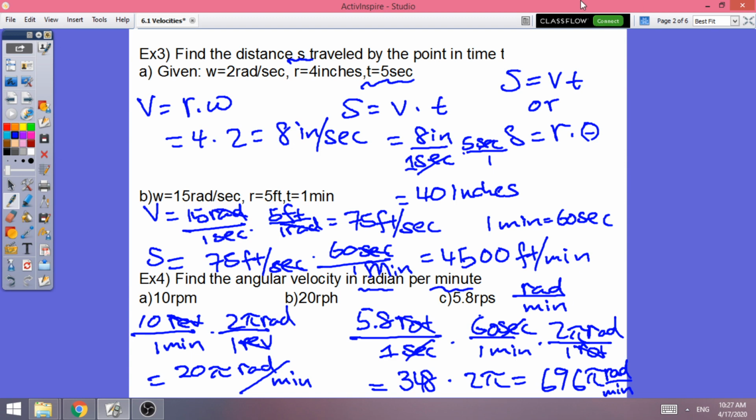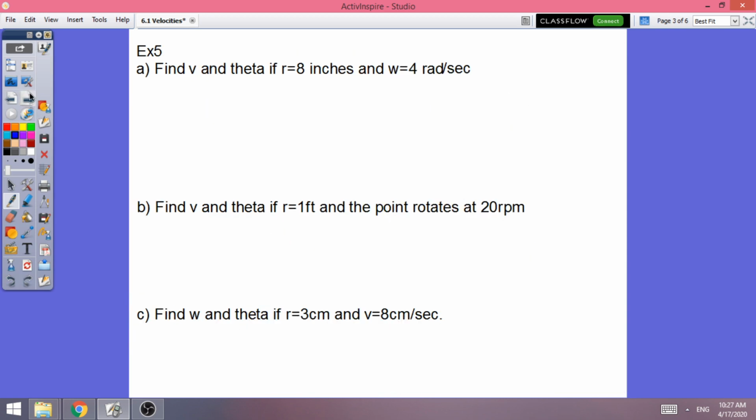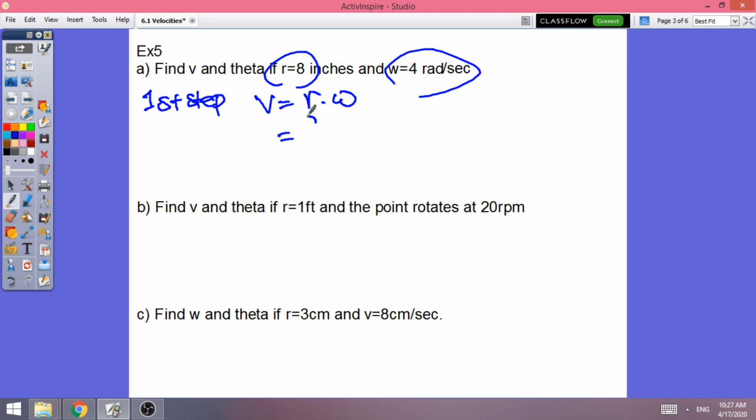Okay, so now let's see what else we have for the rest of the slides right here. For the next one, you want to find V and theta. R is 8 inches, and W is 4 radians per second. Well, certainly we can find V first. So V equals R times W. So we got 8 inches times 4 radians per second.